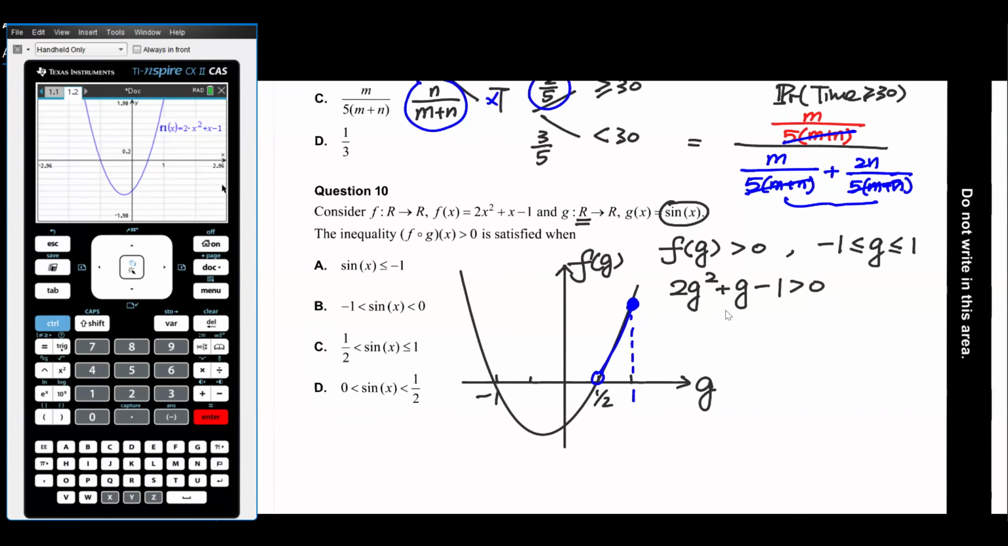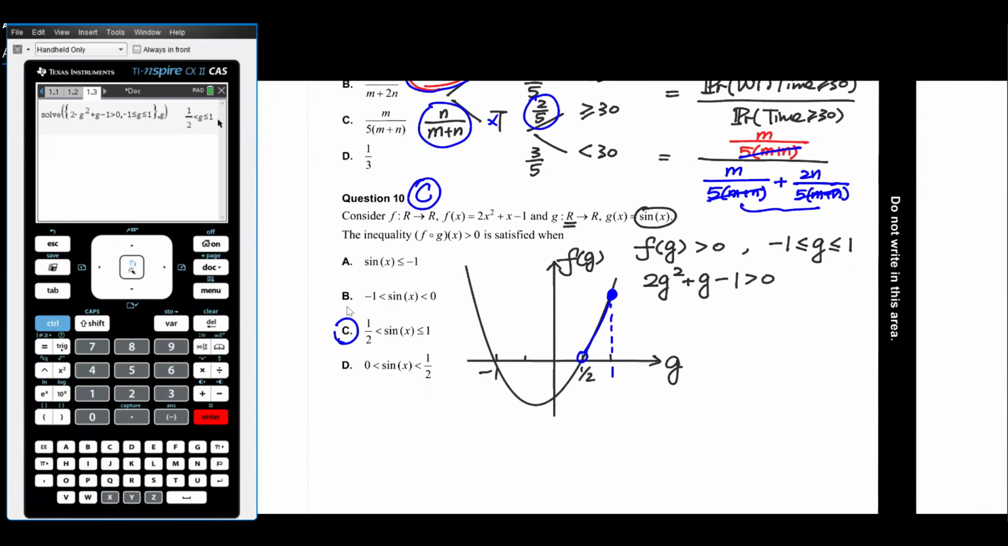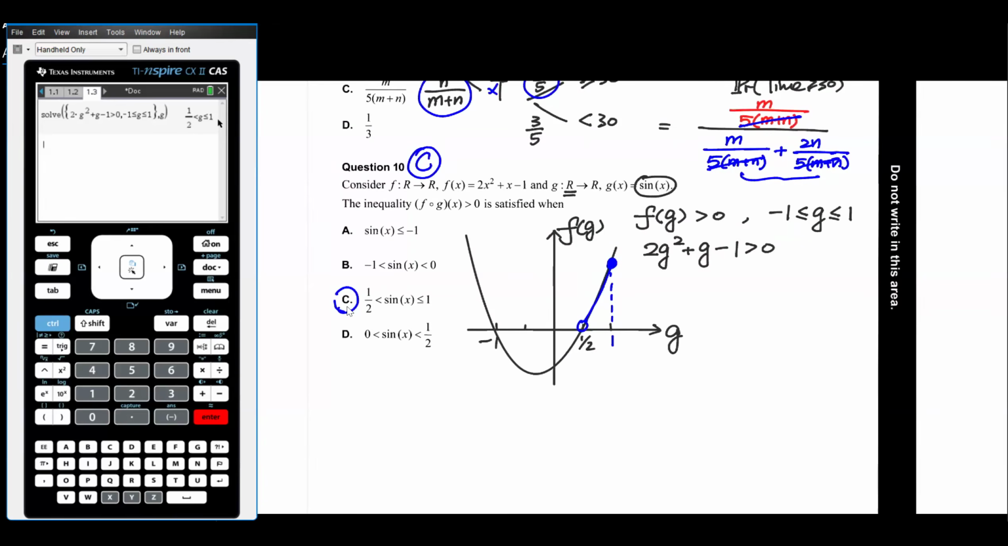Alternatively, you might want to choose these two inequalities to find a common part: 2g squared plus g minus 1 greater than 0, and minus 1 less than or equal to g less than or equal to 1, comma g. So you'll be able to get g greater than half, but less than or equal to 1. So that's option C. A pretty creative inequality question combined with composite function.